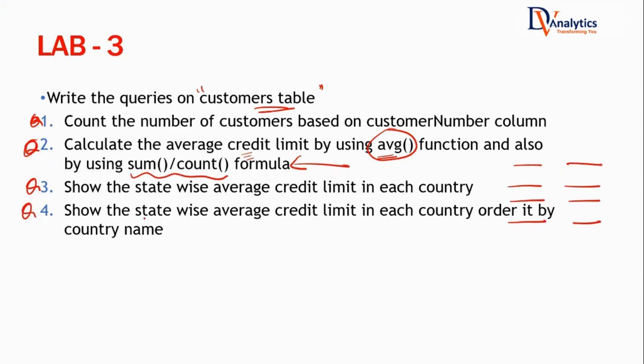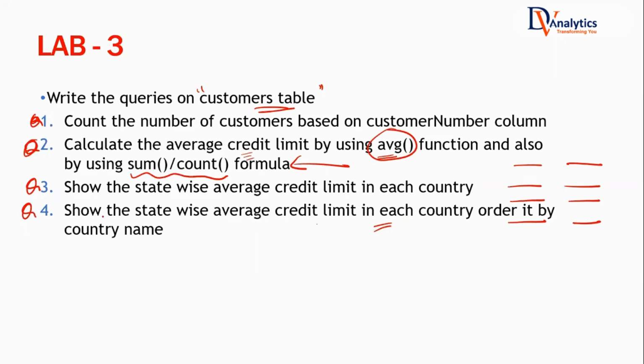Then question number 4, show the state-wise average credit limit in each country as well. Here, state as well as country, both of them should come together. Okay, you have to use 2 conditions in group by. This is a little tricky. Do a little bit of internet searching, do some Googling and find out how to do that.